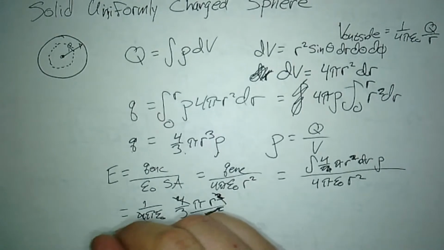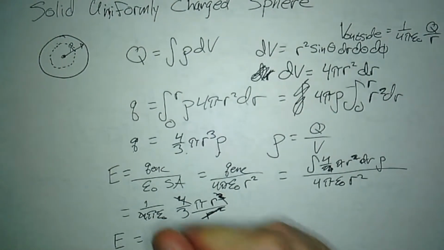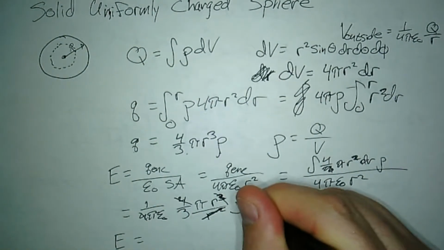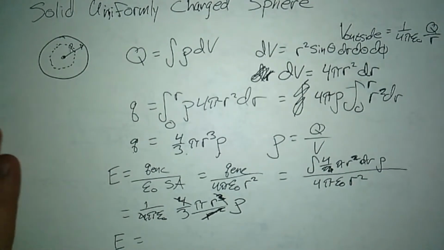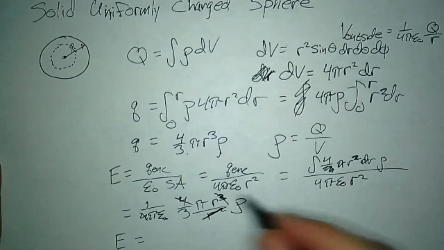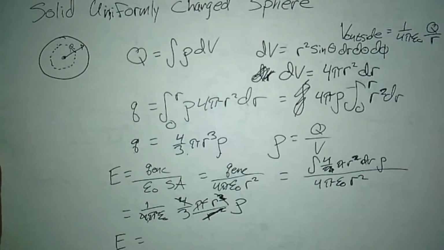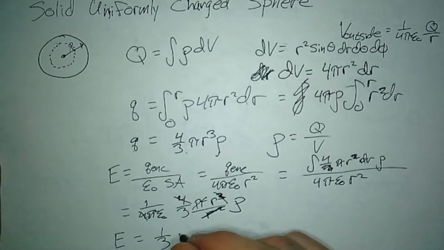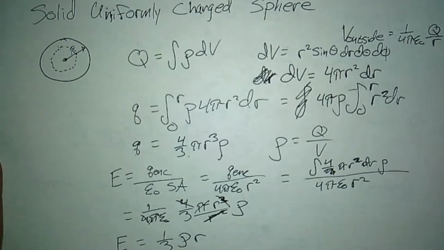So my electric field inside is going to be, oh, I forgot my rho up here somewhere, right? Rho. Awesome. So my electric field is going to be, let's simplify this. Oh, my pi's cancel too. Look at that. So nice. So wonderful. 1/3 rho r. Not bad.